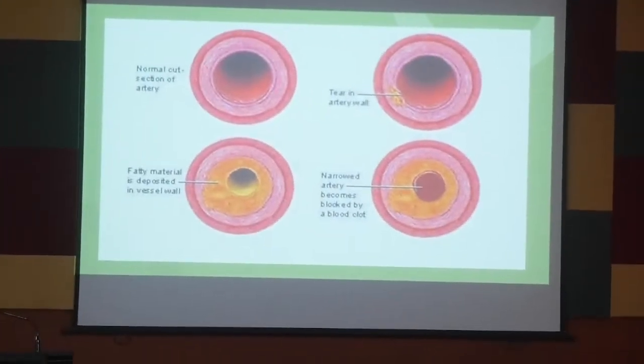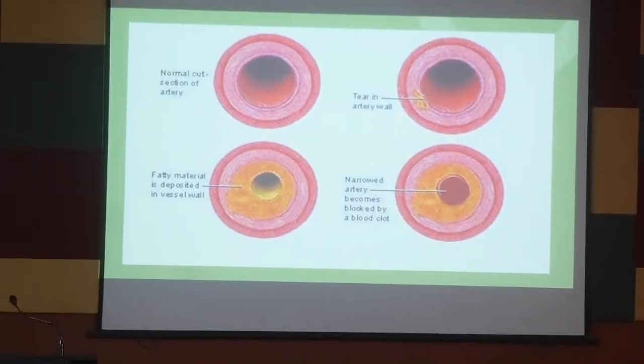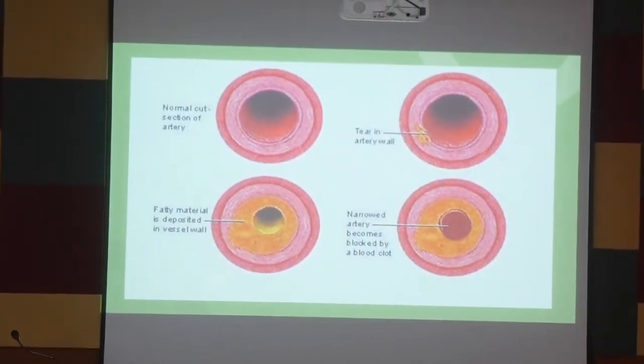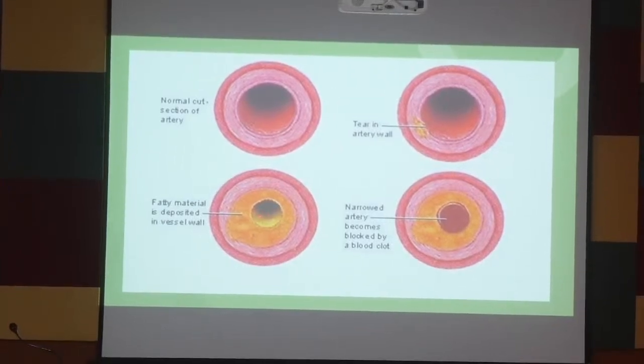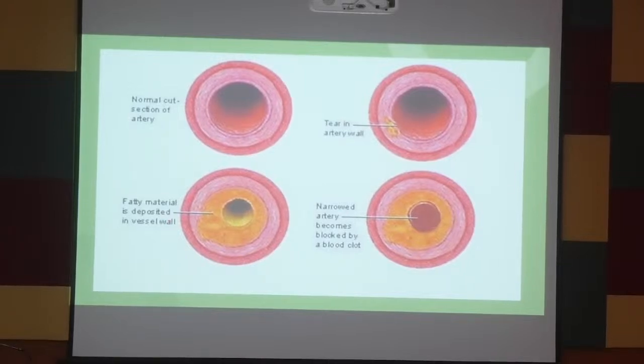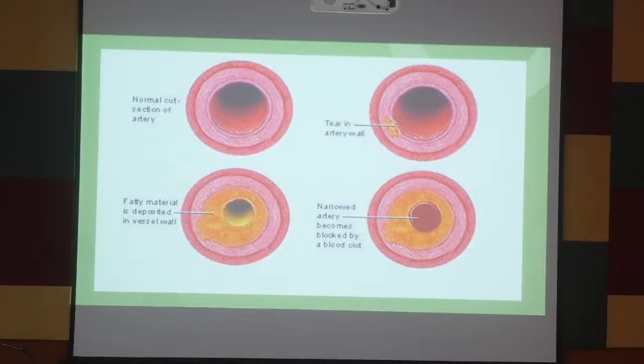So this is a normal artery, adventitia layer, medial layer, and intimal layer. Tear in the arterial wall by free radical injury or any break, okay, minor damage to the intimal wall, and fatty material is deposited in the vessel wall. So the lumen gets narrower due to deposition of fatty material in the intimal layer. And whenever the artery caliber is narrowed down, what occurs in the next step? The next step following the accumulation of fat in the intimal layer is stasis of the blood.